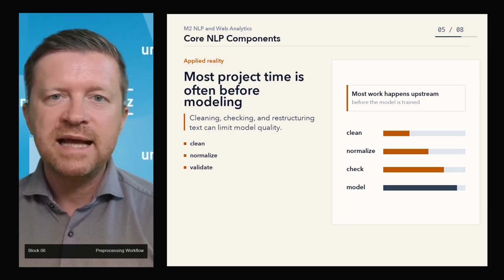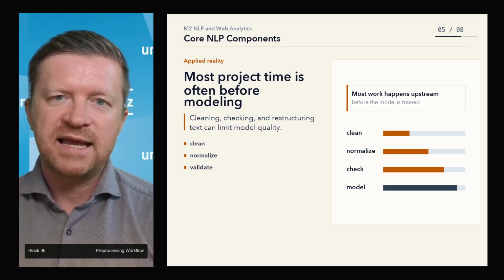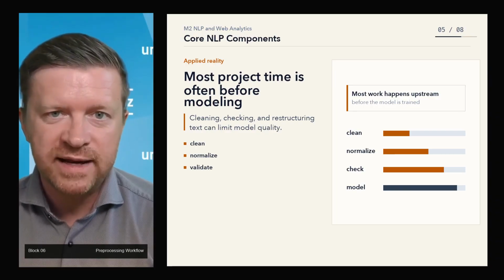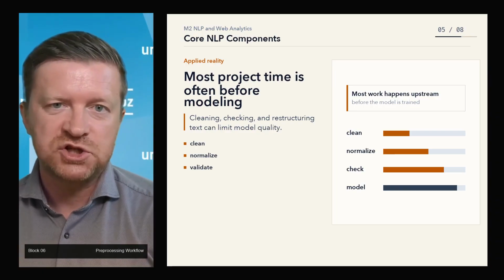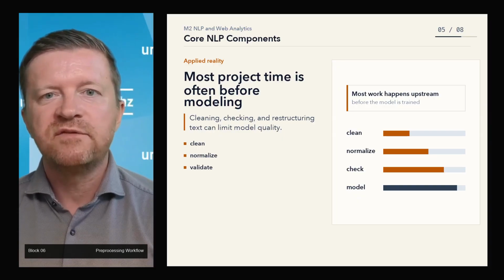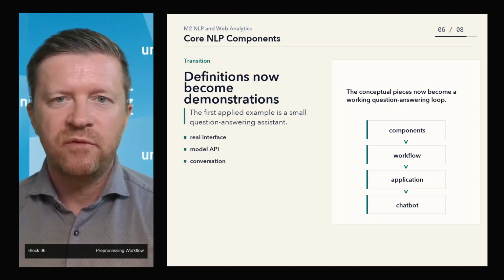Sometimes 80 or 90% of the effort is spent cleaning, normalizing, checking, and restructuring the data before the model is ever trained. That is not meant to discourage you. It is meant to set realistic expectations. The quality of the model is often limited by the quality of the text pipeline that comes before it.